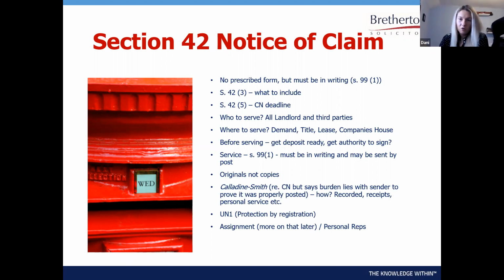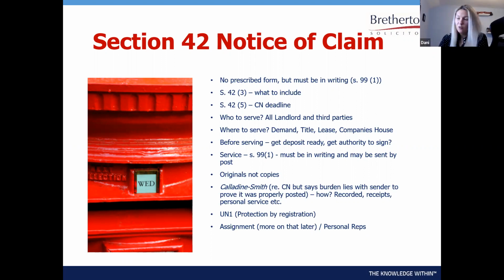And where do you serve it? I mentioned earlier that you might have a ground rent demand, which will give you your landlord's address for notices to be served at. You might have done a request for information, so you might have addresses of any other landlords as well. You can also look at the freehold title or the head lease title at the Land Registry and see what the address is on there. If it's a company, you can check at Companies House as well to see what their registered office address is. And of course, you can always revert back to the original lease, if they were a party to it, and see what address for service they had put in there.